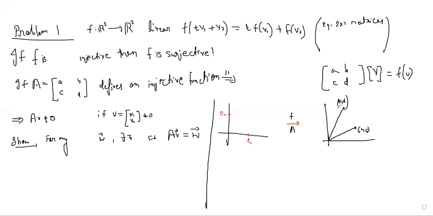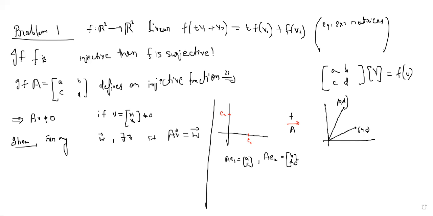Now, if you want to show that F is surjective, then what does that mean? If A comma C is in the image, maybe I can say that properly. A times E1 is AC, and A times E2 is this. So these two vectors you have already found in the image.